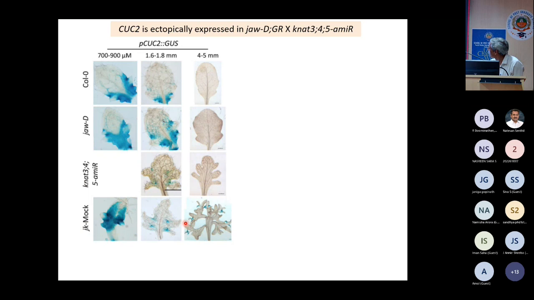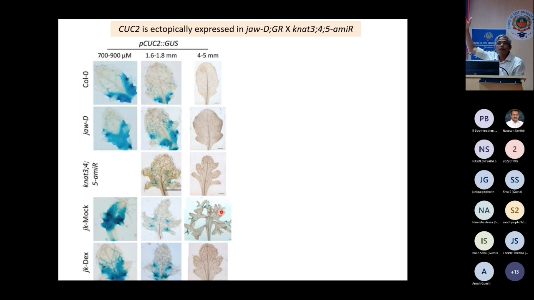You see CUC keeps appearing again and again wherever there is a branch. There's a branch, it is there in the boundary. There's another branch, it comes to the boundary. So not only are the cell division genes coming up in the leaf, the boundary genes are also coming up. These boundary genes are actually appearing again and again for about 6 months while the new leaves are being initiated.